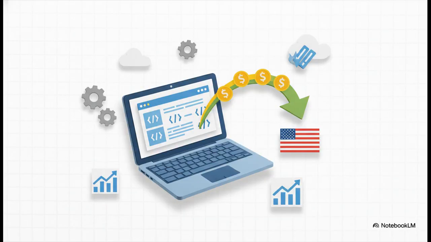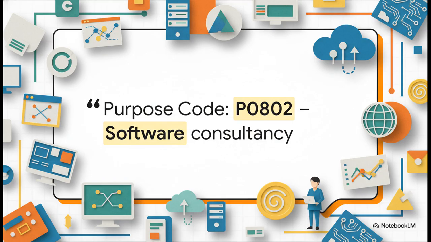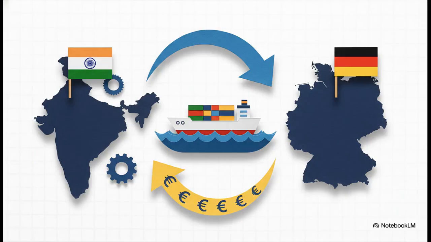Okay, let's switch gears to a business scenario. Let's say you're a talented freelancer, maybe a software developer, and you've just wrapped up a big project for a client over in the USA. They're about to send you your payment. For this, you're going to use code P0802, which is specifically for software consultancy. In fact, the entire P08 series of codes is for computer and IT services, so this one is a perfect fit.